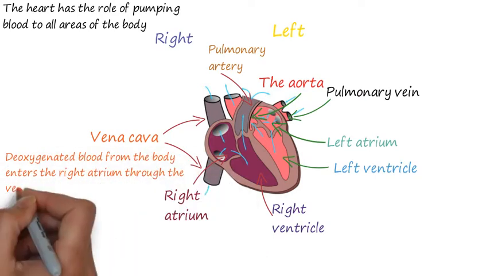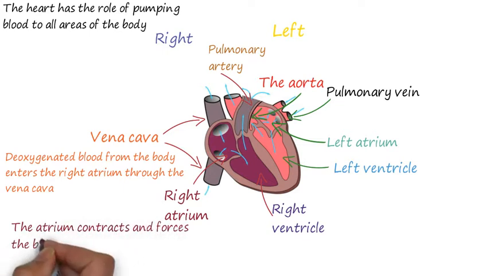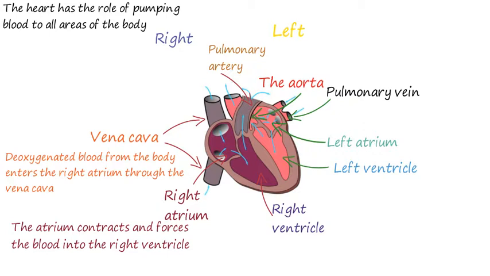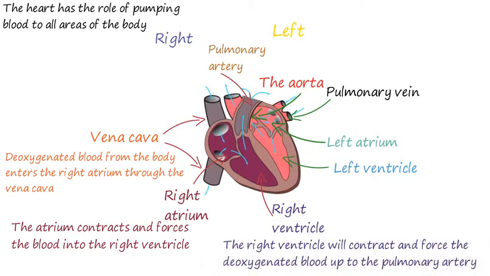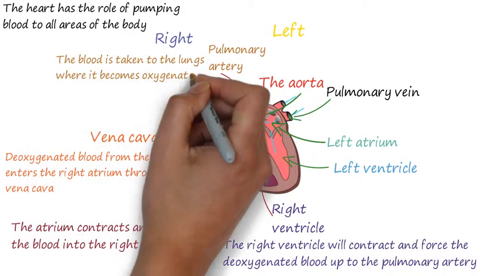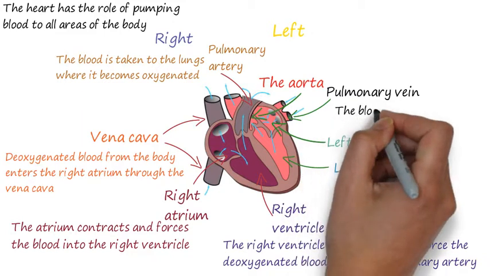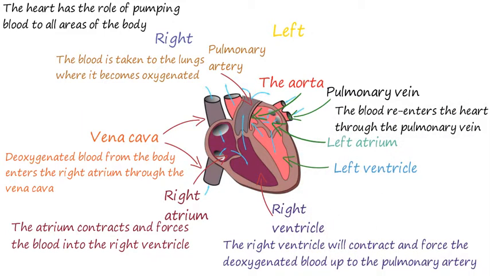We are now going to follow the path of the blood through the heart, starting with the vena cava. Deoxygenated blood from the body enters the right atrium through the vena cava. The atrium contracts and forces the blood into the right ventricle. It's worth noting here that the two atria will contract at the same time. The right ventricle will then contract, and this forces the deoxygenated blood up to the pulmonary artery. This blood is then taken to the lungs, where it becomes oxygenated.